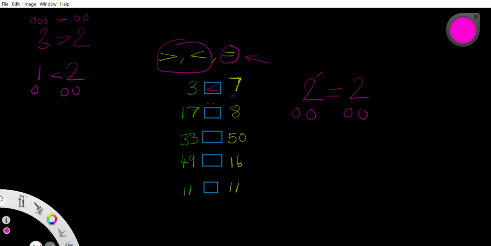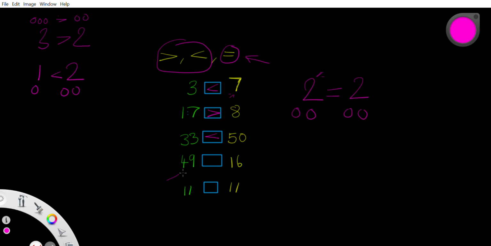On the next one, we have 17 here and 8 here. If some people don't know which is greater, there are two ways. There are 2 digits here and only 1 digit here. Another way is that 8 comes before 17. So we know that 17 is greater. And we have 33 and 50 here. Some of you think that 50 is greater than 33. So 50 is going to be greater than 33. 33 is less than 50. That balances the question.